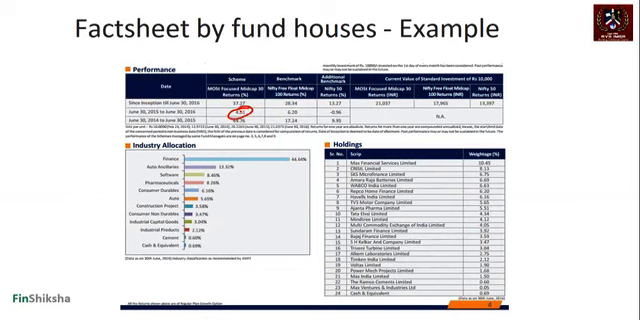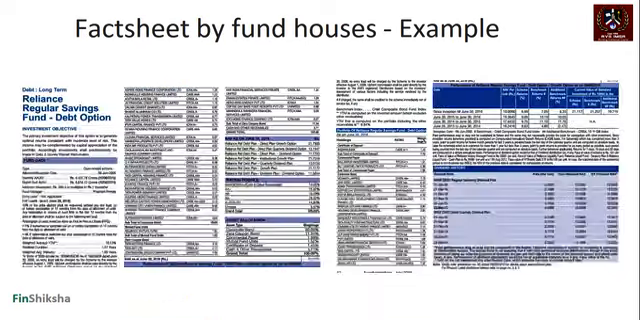So 1 year performance, 1 year before that, so June 2014 to 15, June 2015 to 16, and since inception, annualized performance is this one. Industry allocation, finance being the highest one. These are the top stocks that the fund house has in this portfolio, right? So that's another one. Let's look at a debt option as well, right?